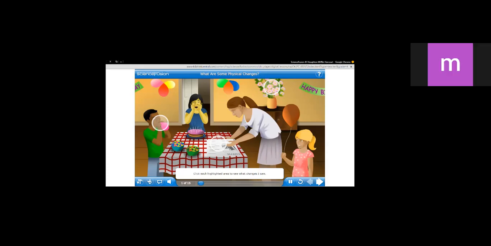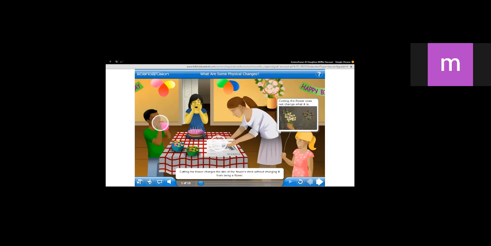Click each highlighted area to see what changes I saw. So let's see the changes. Here we go. My mom's garden is beautiful, especially in the spring when it's full of flowers in bloom. I know it's a big celebration when she lets someone cut the flowers. Cutting the flower changes the size of the flower's stem without changing it from being a flower. Okay, that's the first change.